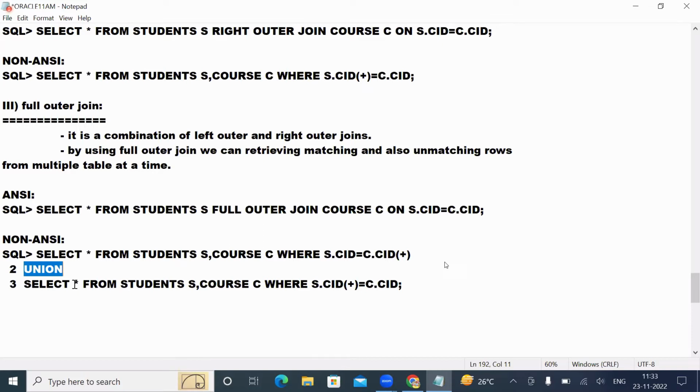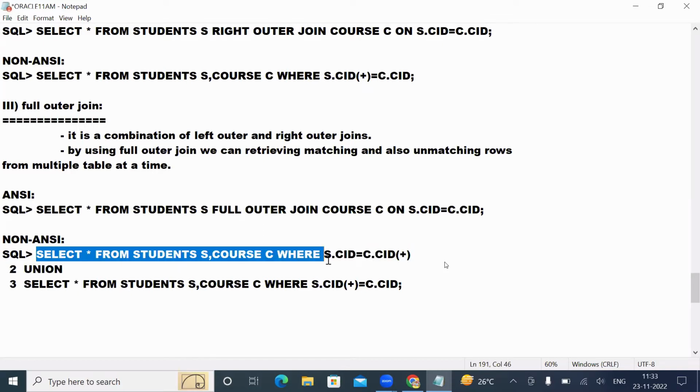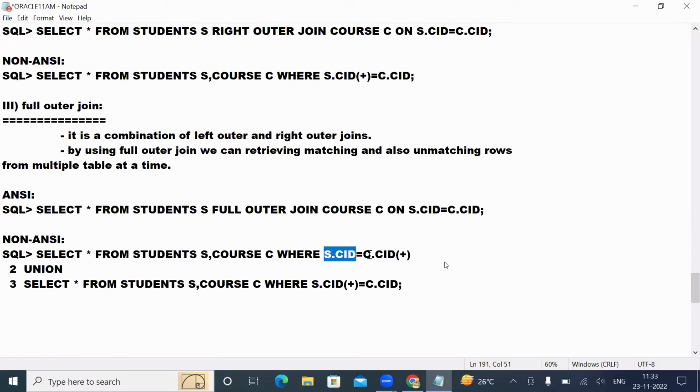Now here we are using, okay, so why can't we write the plus operator on both sides of the tables? Yesterday we got one error. What is the error, guys? Yesterday we got the error that the join operator cannot be applied on multiple tables; it can be applied only on a single table of an outer join. So that's why the plus operator we cannot use on both sides.